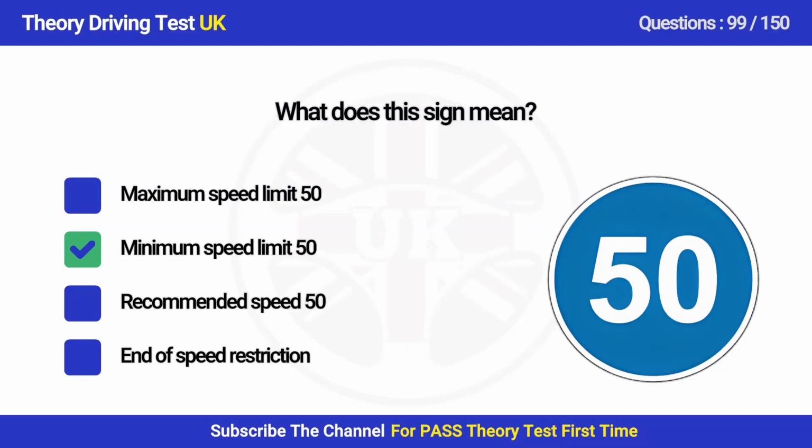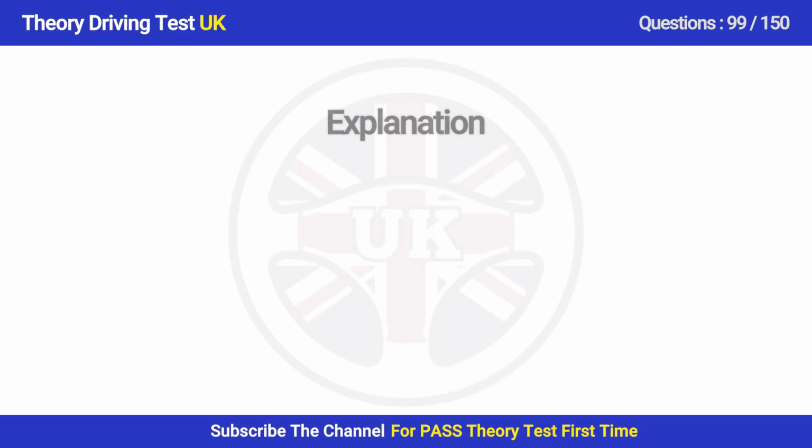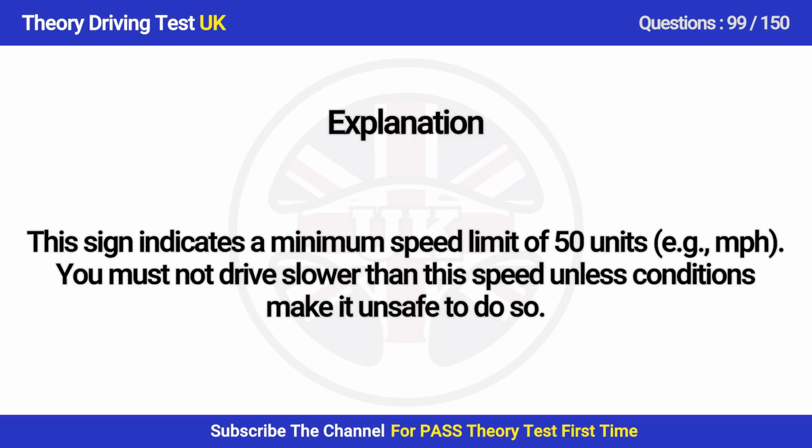Answer is B. Minimum speed limit 50. This sign indicates a minimum speed limit of 50 units, e.g. mph. You must not drive slower than this speed unless conditions make it unsafe to do so.